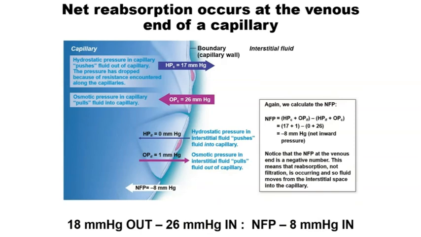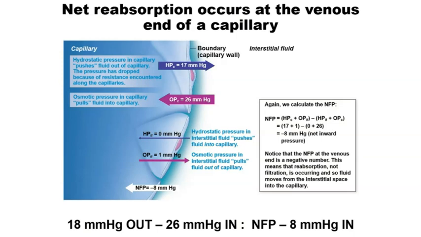So on the other hand, reabsorption of fluid occurs at the venular end of the capillary bed because the net filtration pressure, or NFP, is negative, which means that fluid is being pulled back into the capillaries. So once again, we see that hydrostatic pressure of the capillary, abbreviated HPC in this diagram here, has dropped to 17 millimeters of mercury. This force, just like we saw previously, still pushes fluid out of the capillary bed.